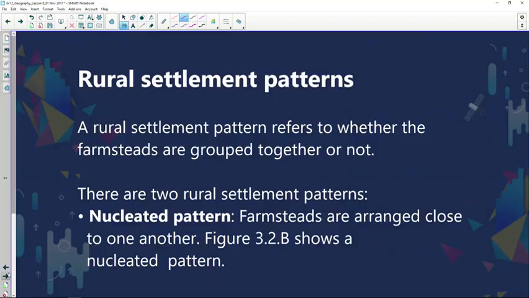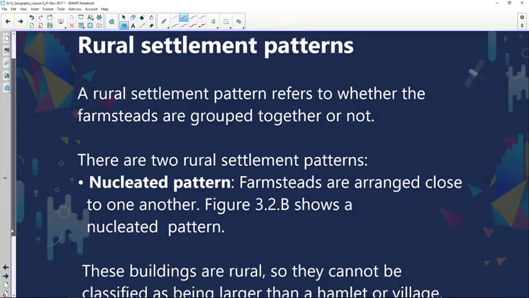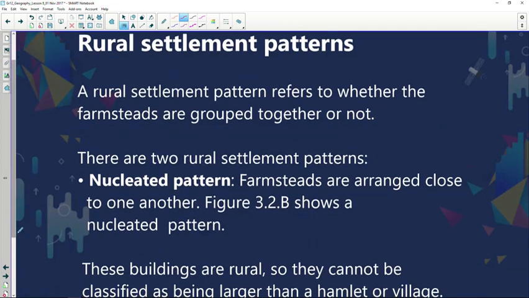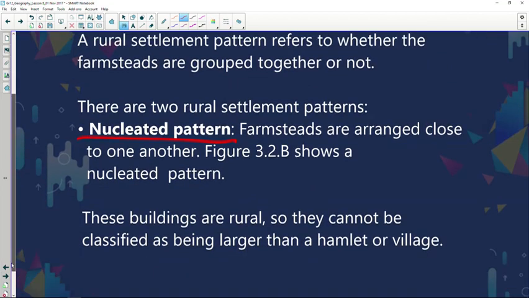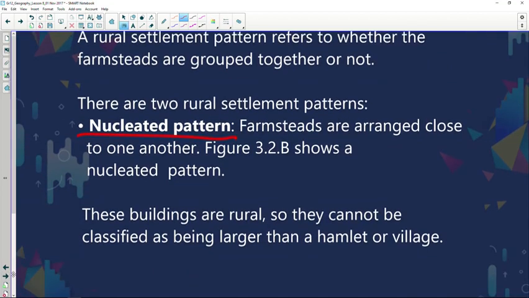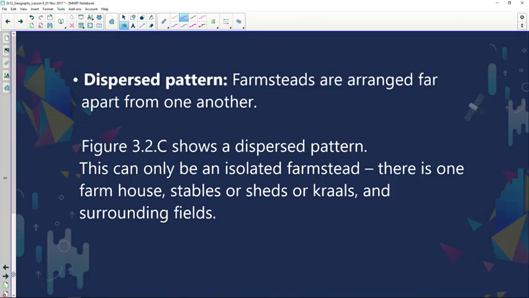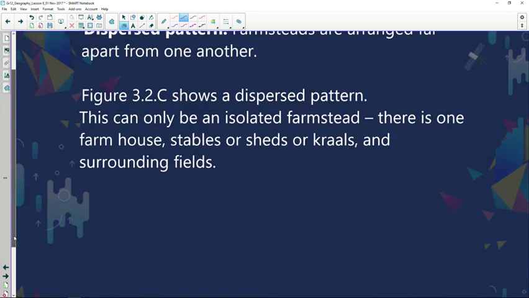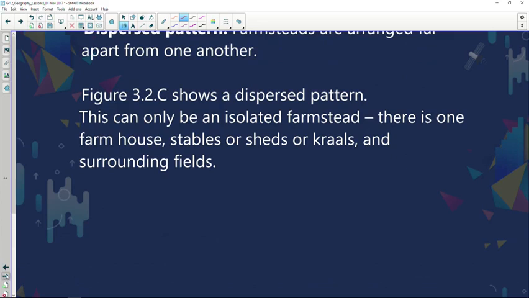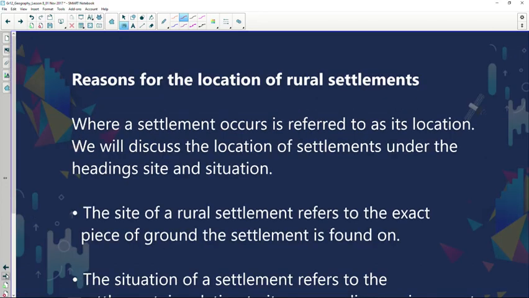Now, like we discussed before, we looked at the nucleated pattern, where the farmsteads are very close to one another. If you look at dispersed, on the next page, they are quite isolated. They are quite far from one another. You won't find the farmsteads close to one another, and in between them are the yields and the land full of crops.